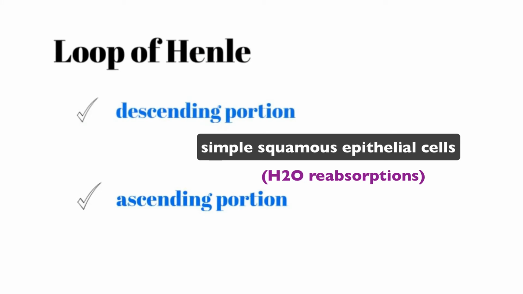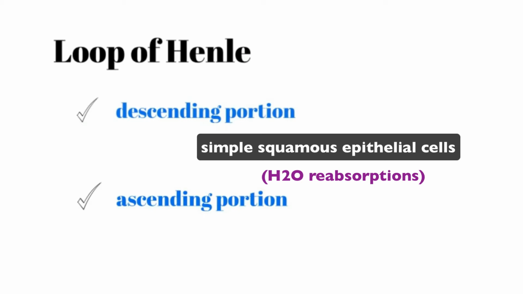Because the thin segment of the loop of Henle, or the descending portion of the loop of Henle, is not actively transporting or pumping things against their gradients, then there's no need for ATP, there's no need for simple cuboidal cells, and the body wants to set up the opportunity for water to easily move across the tubule cells in the descending portion of the loop of Henle into the interstitial space and then back into the bloodstream.